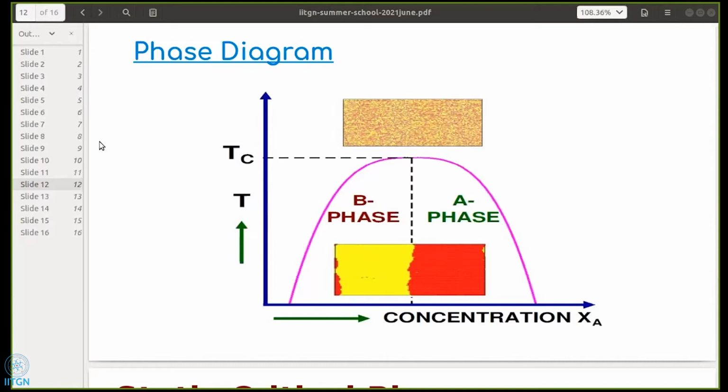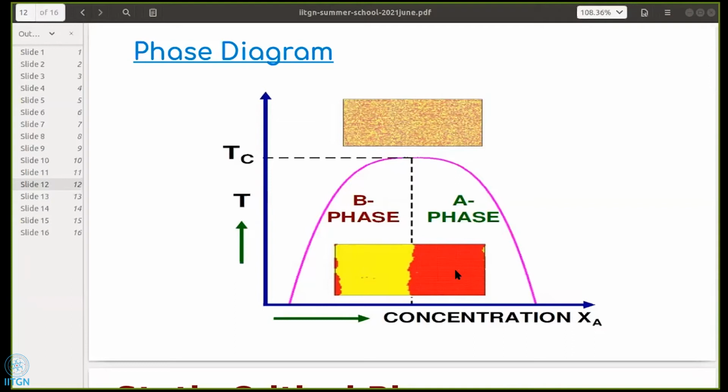So let's say, for example, we take this binary liquid mixture, and we know the phase diagram of this system now. There is a certain temperature called the critical temperature, above which the fluid is in the mixed phase, and below it, it's in the two-phase coexistence region. So if my fluid is at a temperature below the critical temperature, I'm going to have domains of A and B particles which are going to coexist with each other, right?